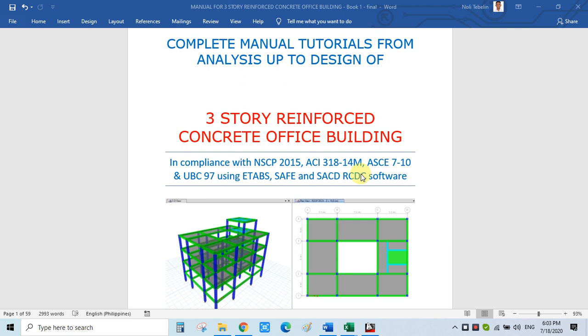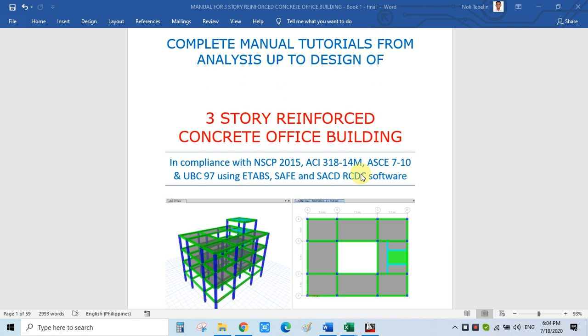This three-story RC office building analysis and design is in compliance with the National Structural Code of the Philippines 2015, and the structural design of reinforced concrete was adapted from ACI 318-410M. The wind calculation procedure was adapted from ASCE 7-10, and the earthquake calculations were adapted from UBC 1997.